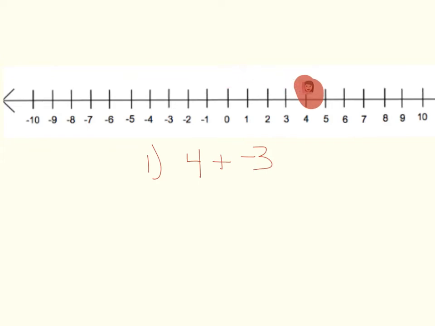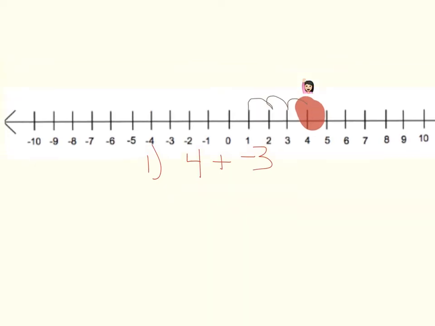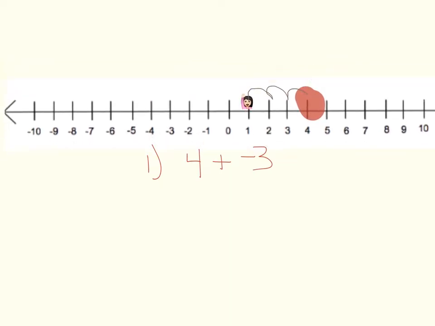There you go. There she is. You can see her behind the red dot. We're going to add a negative 3. So she's at 4, and that means that she's going to have to go back 3 spots. So 1, 2, 3. So that puts Miss Smith at 1. So 4 plus a negative 3, she starts at 4, travels back 3 spaces, and that puts her at positive 1.